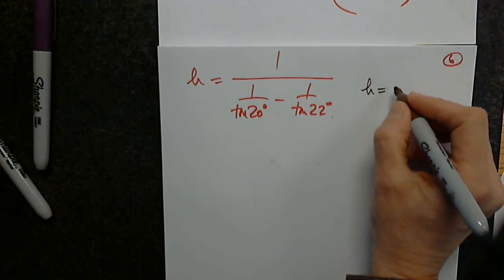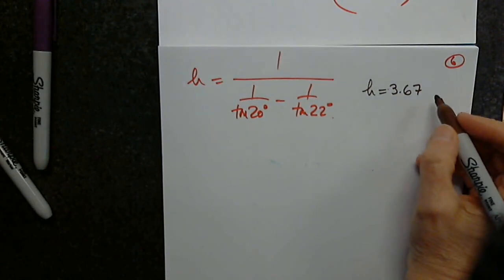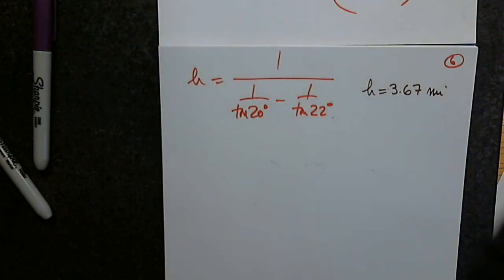So what is the measurement unit for 3.67? How high is the balloon up in the air? Miles. Yes. Any questions? Any questions for me here?